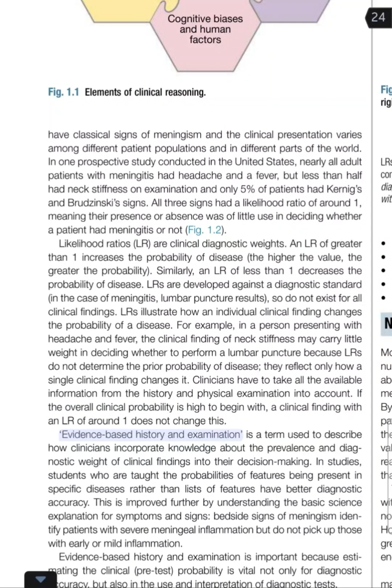Evidence-based history and examination is a term used to describe how clinicians incorporate knowledge about the prevalence and diagnostic weight of clinical findings into their decision-making. In studies, students who are taught the probabilities of features being present in specific diseases rather than lists of features have better diagnostic accuracy.